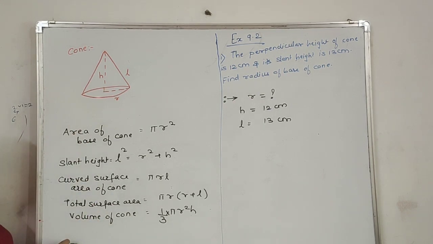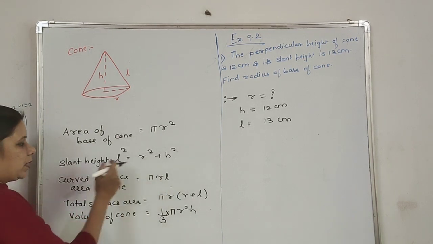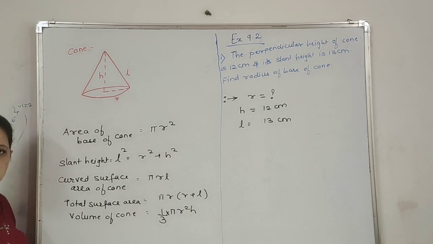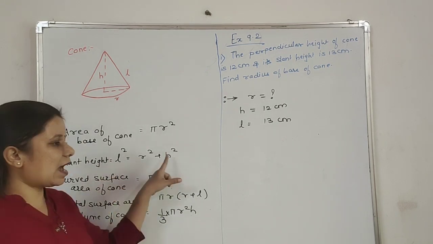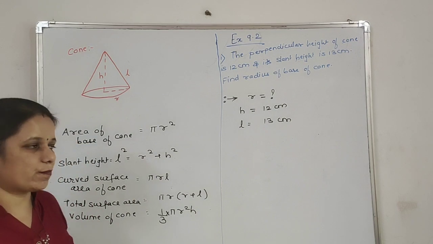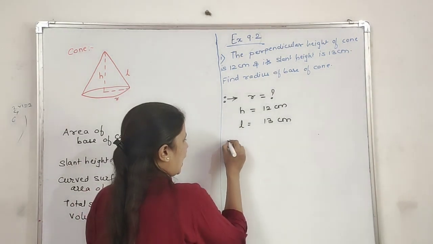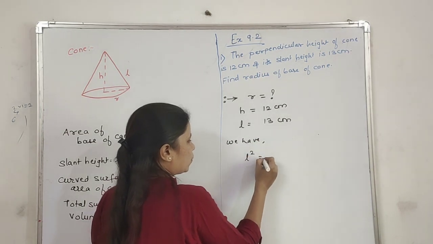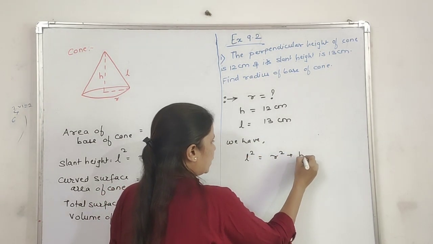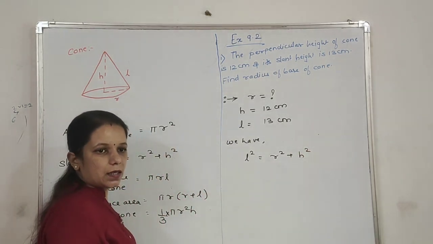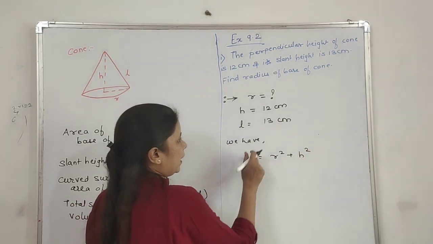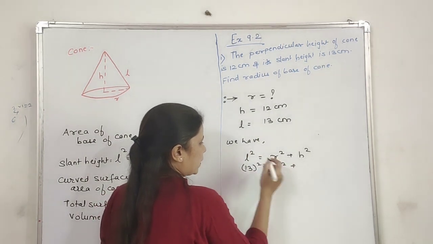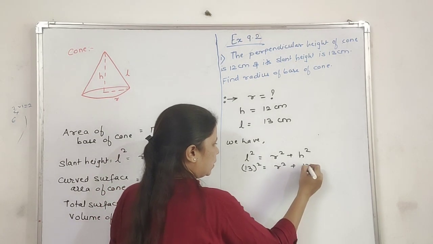Now these are the formulas. So we will use this formula. Slant height L square is equal to R square plus H square. Because we have L, we have H, we can calculate R. So we will just write the formula. L square is equal to R square plus H square. Now we will just fill the values. L is given as 13, so 13 square is equal to R square plus H is 12, so 12 square.